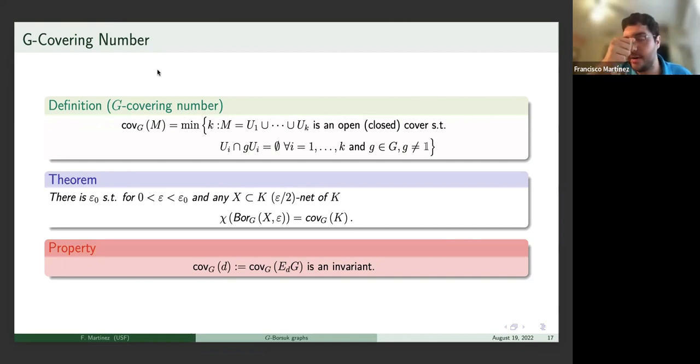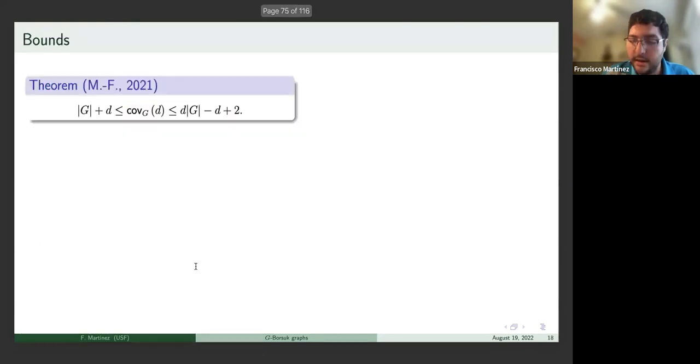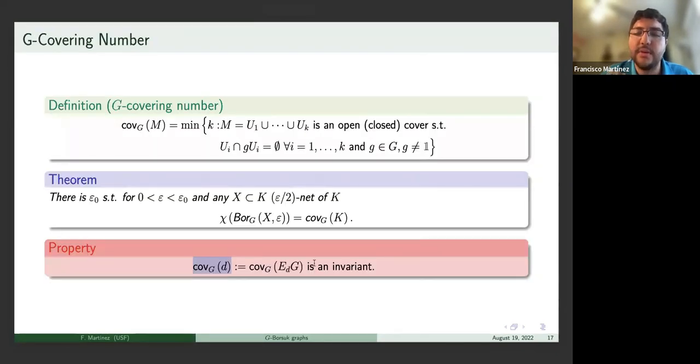To make our notation a little bit easier, whenever I talk about the G covering number of the D-dimensional G classifying space, I'm just going to write cov_G of D. The construction that I showed you for these spaces is not the only construction that we can have. This property makes sense because this number is going to be the same for any possible construction of this kind of spaces.